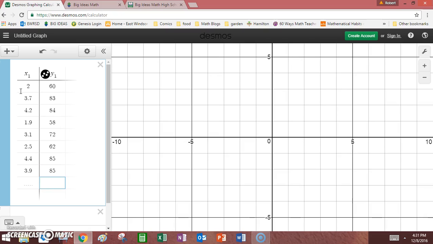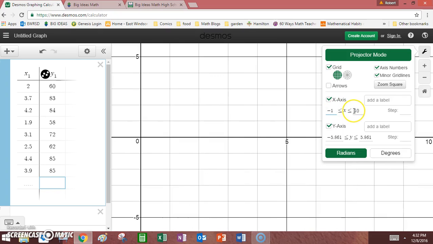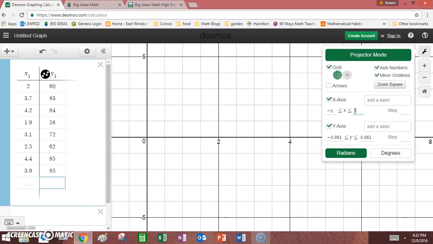Now none of it's showing up because we don't have a good window. So to change the window, we move over to the graph settings. We're going to change our x-axis and y-axis. So our lowest x is 2, so I'm just going to go to -1. And my highest x is about 4, so I'm going to go to about 8 just to give me plenty of room to look at everything.